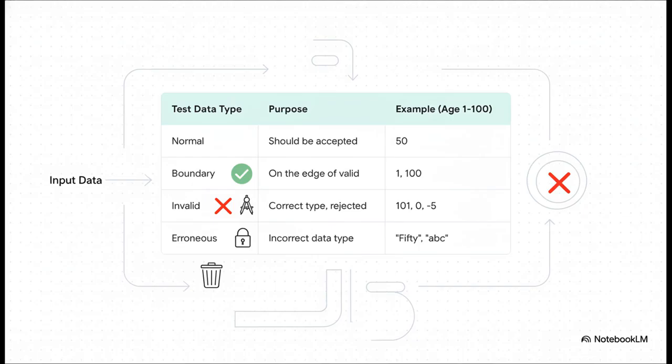You need to test 4 kinds of data. First, normal data, like the age 50, stuff that should definitely work. Then you test boundary data, like 1 and 100. Programs often break at the very edges of what's allowed. Next, you have to test invalid data. This is the right type of data, but it's out of range, like an age of 101. And finally, erroneous data, which is just the completely wrong data type, like typing the word fifty. A great test plan hits all 4 of these.